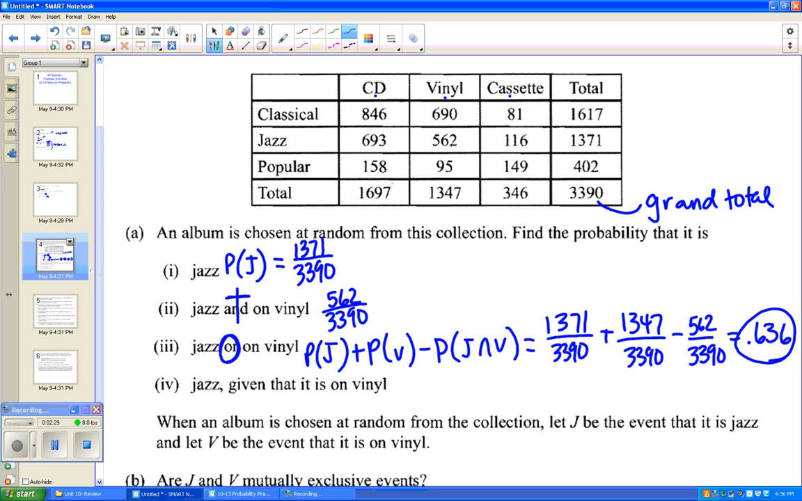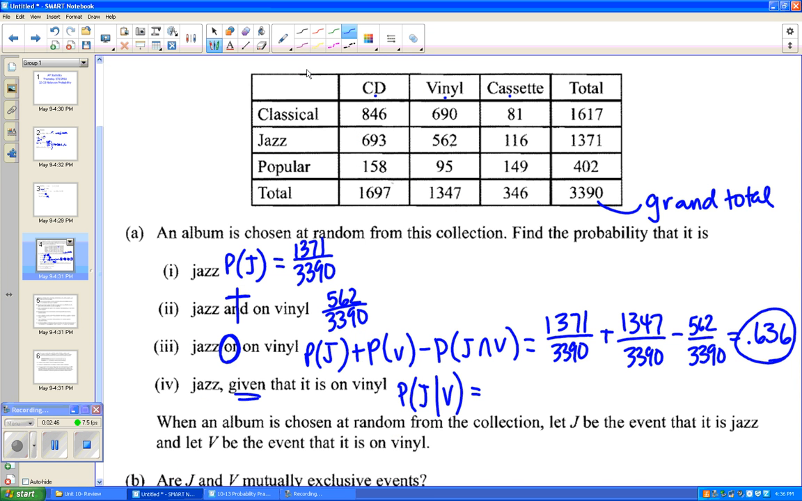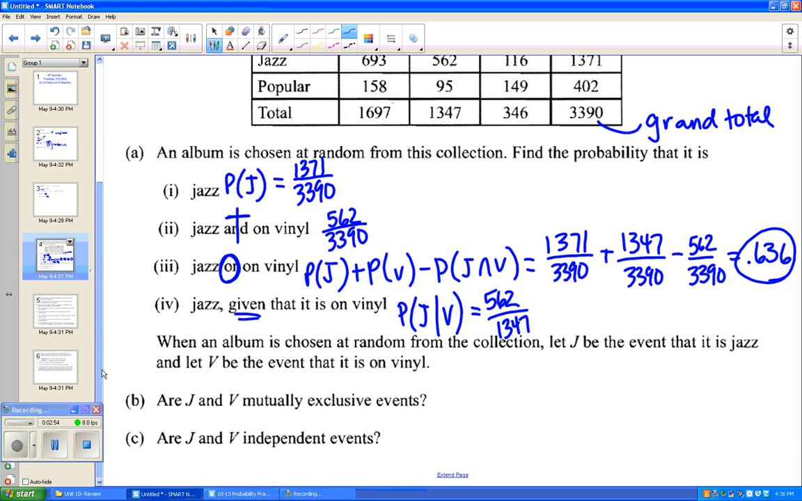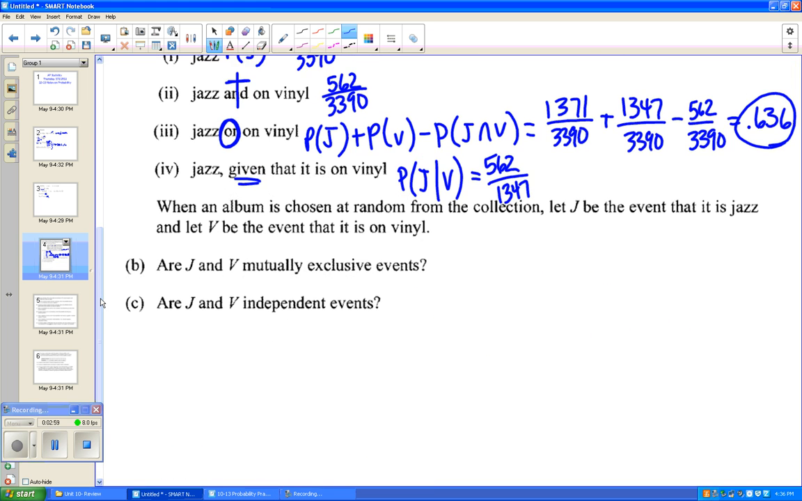Jazz given that it's vinyl. So we're saying the probability of jazz given that it's on vinyl. So using the chart, this makes it very, very easy. Remember what I used to do in class? I used to look at just the vinyl. I'd say, okay, zooming in on just the vinyl, the probability you have jazz is just that 562. So it's going to be that 562 out of, what was that bubble that we were looking at? Just the 1347. So when you have charts like this, you usually don't need to use the rules, which makes it really, really nice.